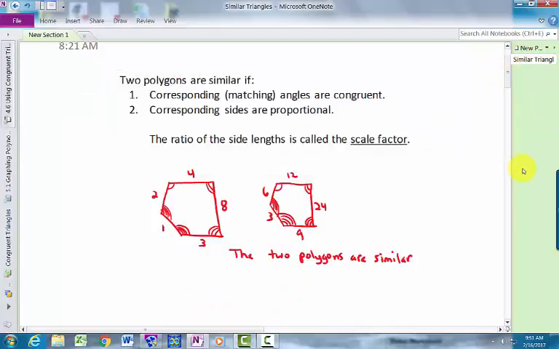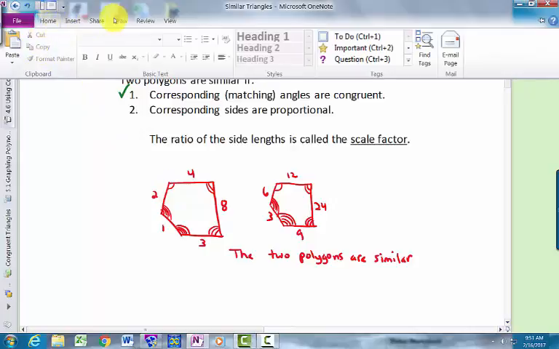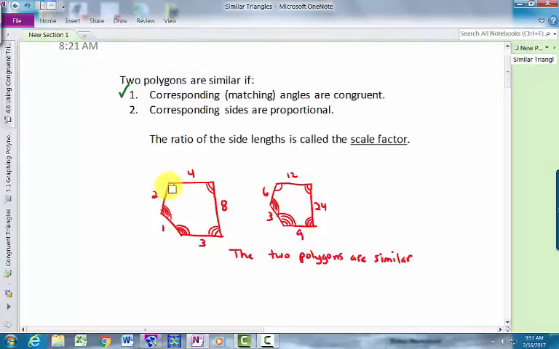So this describes here how two polygons or two shapes are similar. You have to meet two conditions here. The first condition says that all of your matching angles have to be congruent. If you look at these two figures down below, this first angle in the upper left-hand corner matches this. This second angle matches this. This third angle matches this, and so on, all the way around there.